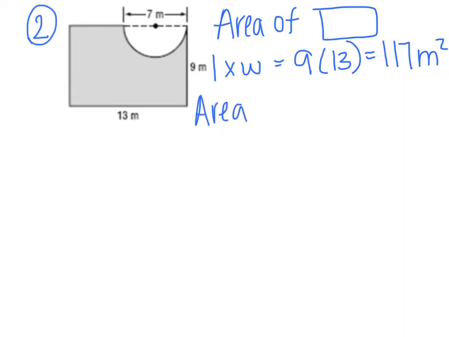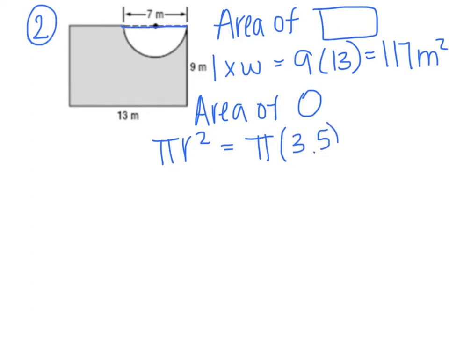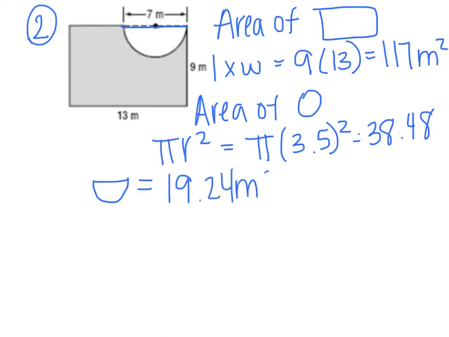So area of the circle is going to be pi r squared, which equals pi times our diameter is 7, so our radius is 3.5 squared. So if you plug that into your calculator, 3.5 to the second power is 12.25 times pi, which equals 38.48. And we want half of a circle, so we're going to divide 38.48 divided by 2, which is going to give us 19.24 meters squared.